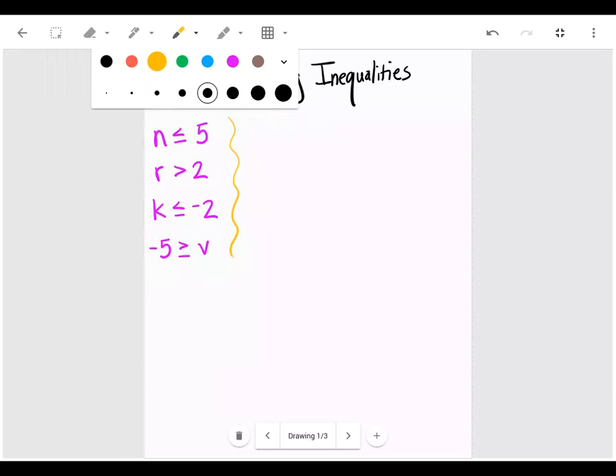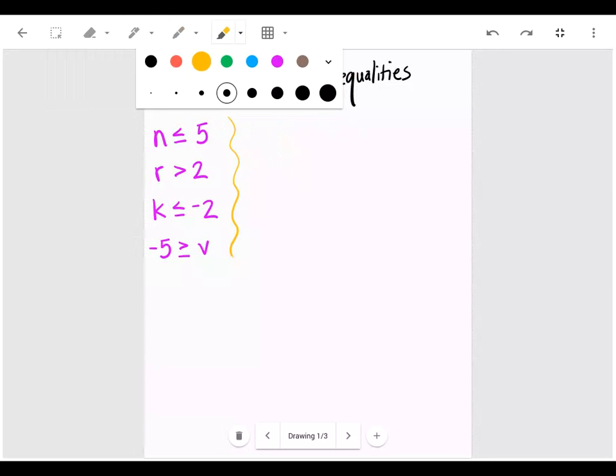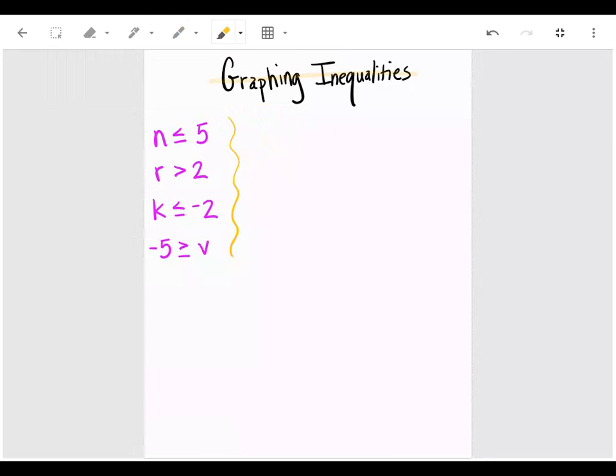What I suggest is go into your notes and, without starting a new page, put this as a subtitle. Oops, let me get a highlighter here. All right, so graphing inequalities, put that as your subtitle. I have some inequalities right over here that we're going to practice graphing, and I'm just going to do that in this space right here.